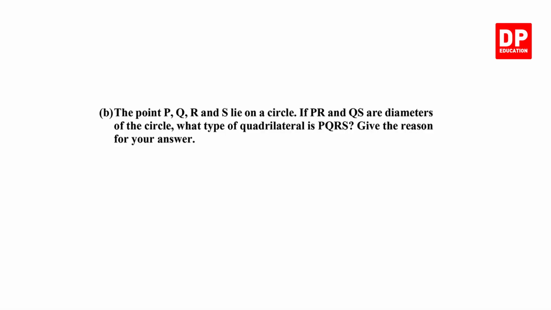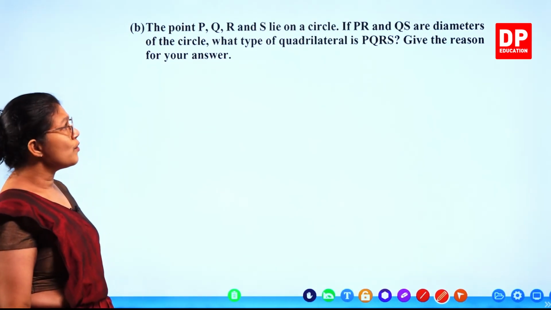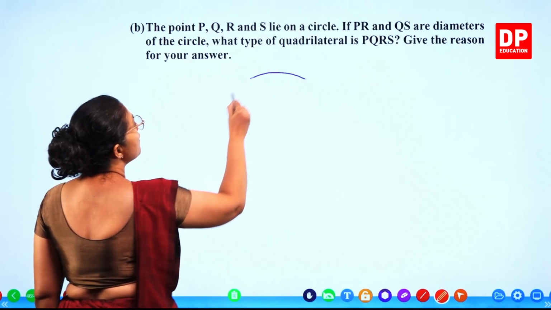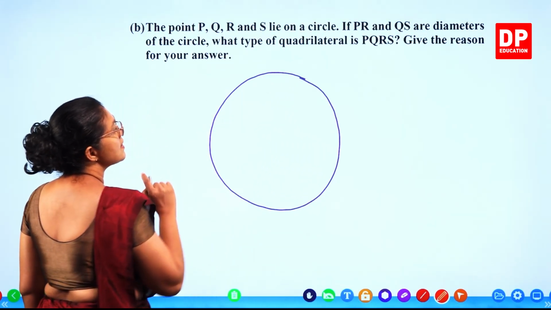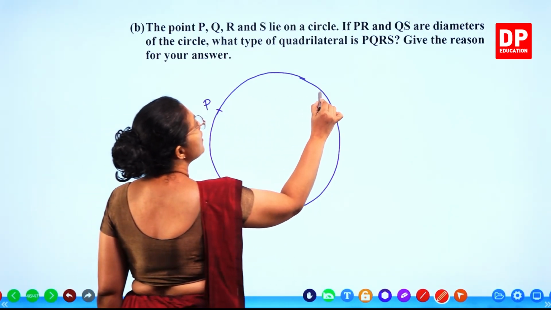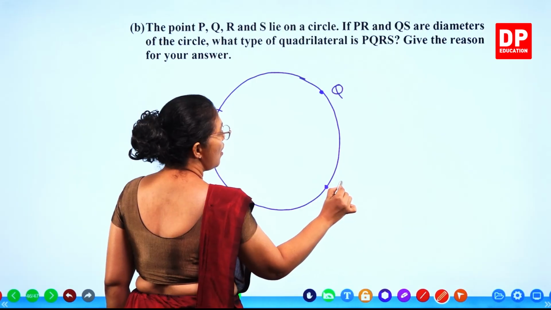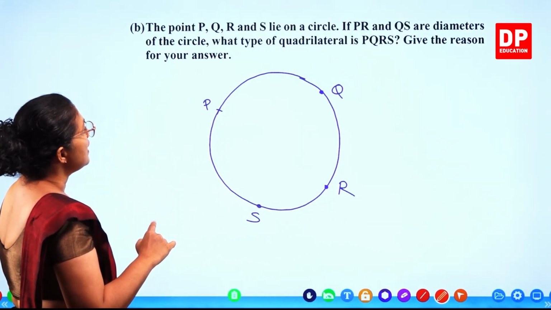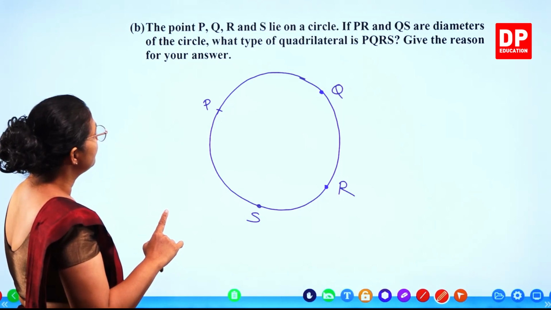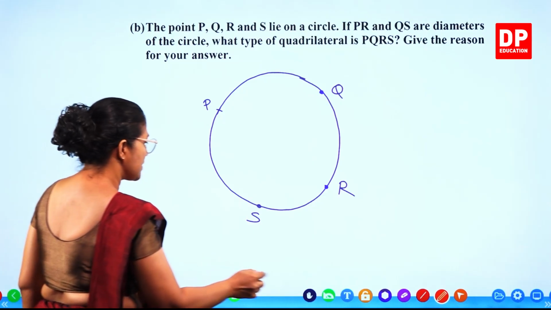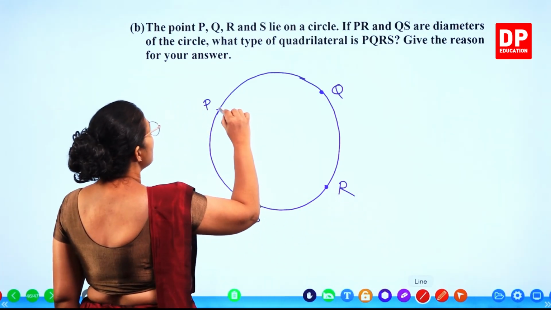Part B. The points P, Q, R and S lie on a circle. This is a different question. So you have to draw the diagram. So it's on the circle. So you first draw a circle. P, Q, R, S. You can mark any 4 points on the circle. P, Q, R, S. On the circle. If PR and QS are diameters. So what can you say?